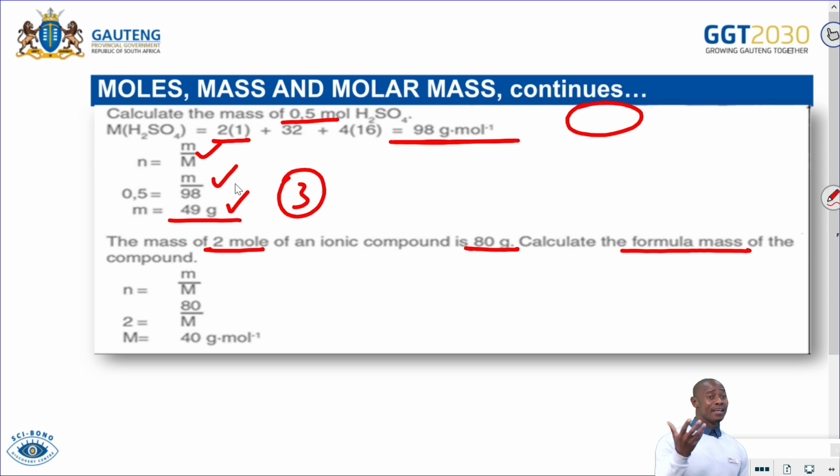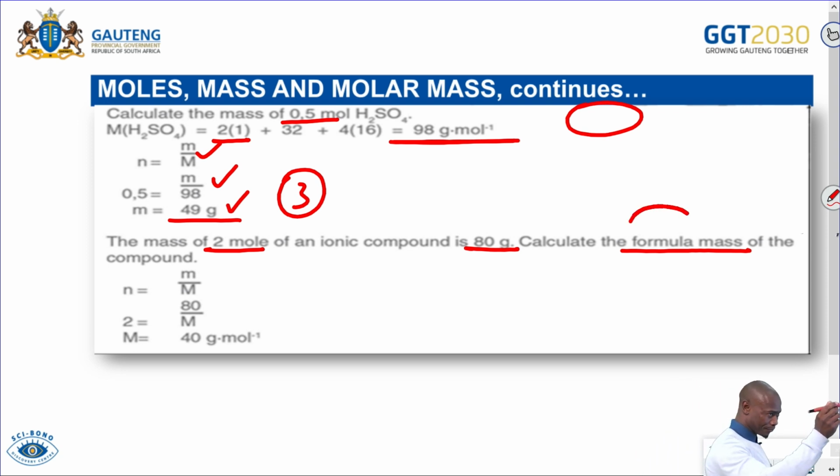So hence the substance will be an ionic substance, or an ionic compound, right? So the mass of 2 mole of ionic compound is 80 grams. Calculate the formula mass of the compound. So they are looking for the formula mass, or the relative formula mass.